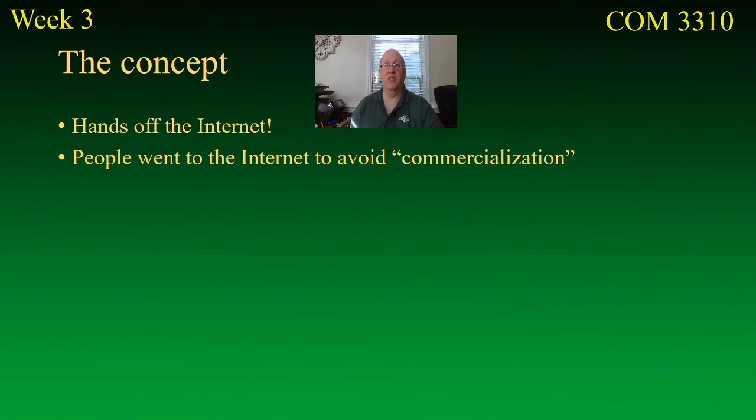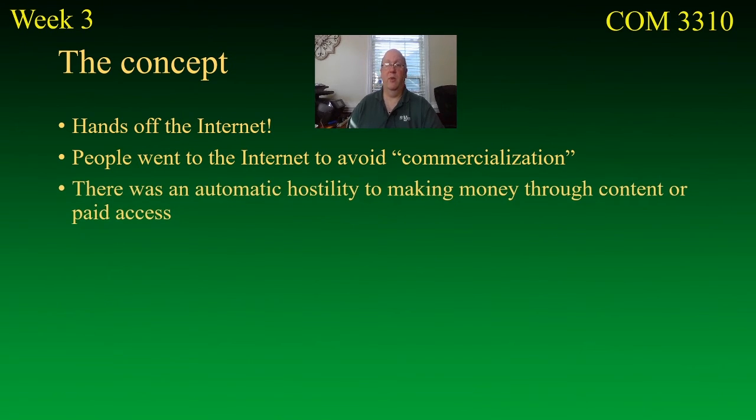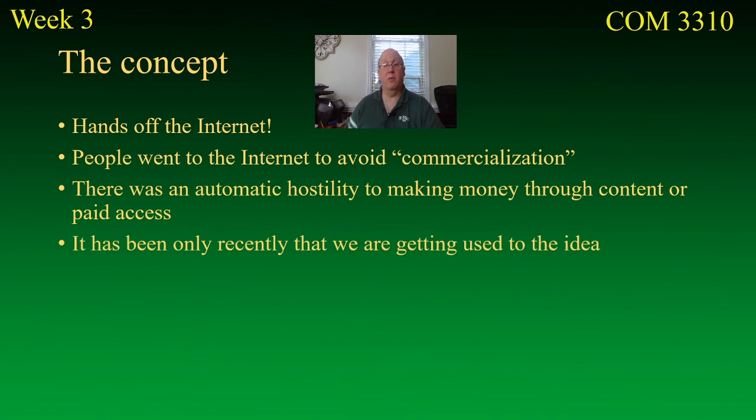And so the idea was that it was the closest we come to this communal pool of information. And there was an automatic hostility to people who would violate that, even through any kind of paid access, for a long time. It's only been recently that we're getting used to the idea. Now, part of this came with things like eBay, online auctions, and then, of course, Amazon, where you're doing your shopping online, your banking online. And so eventually we just get used to the idea of this being a way that commerce can operate. We can operate commerce online.